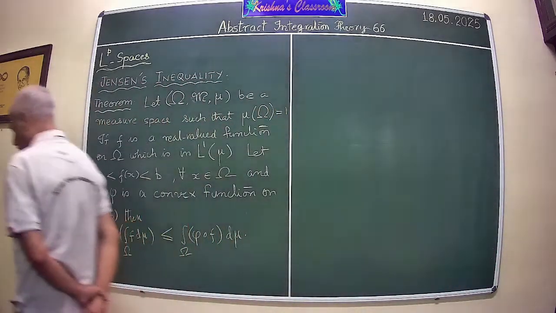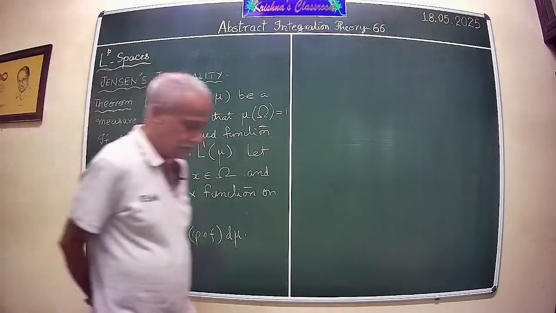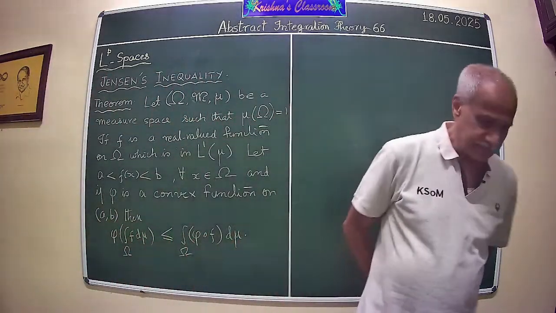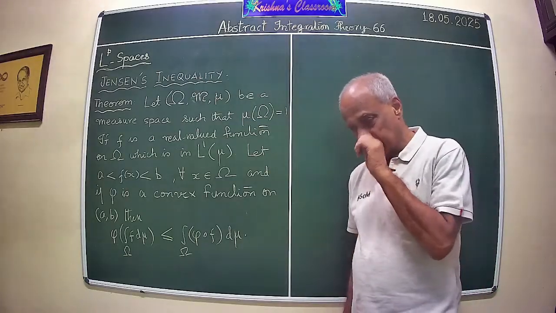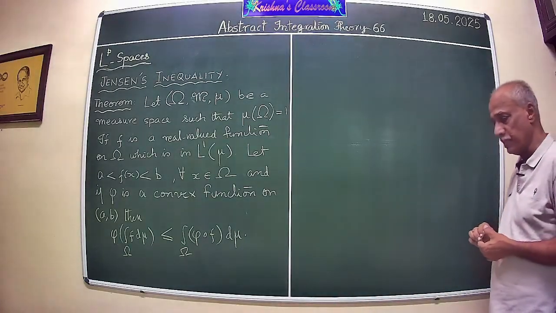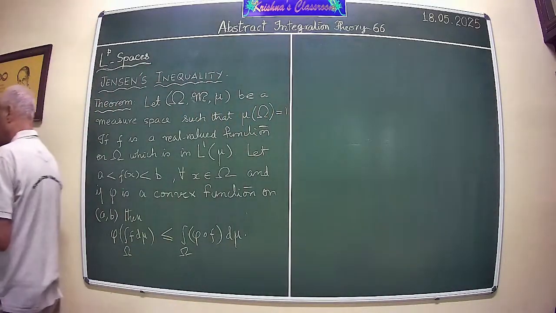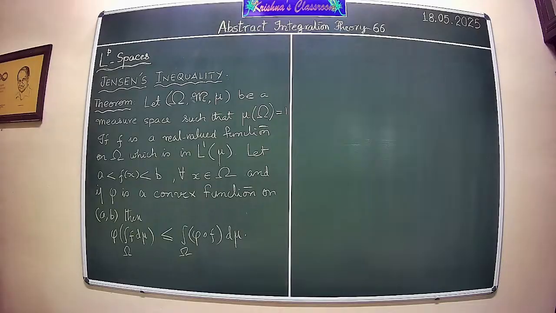Recall our last lecture. We started with the GM-AM inequality. That means geometric mean, arithmetic mean inequality, a classical inequality for numbers.